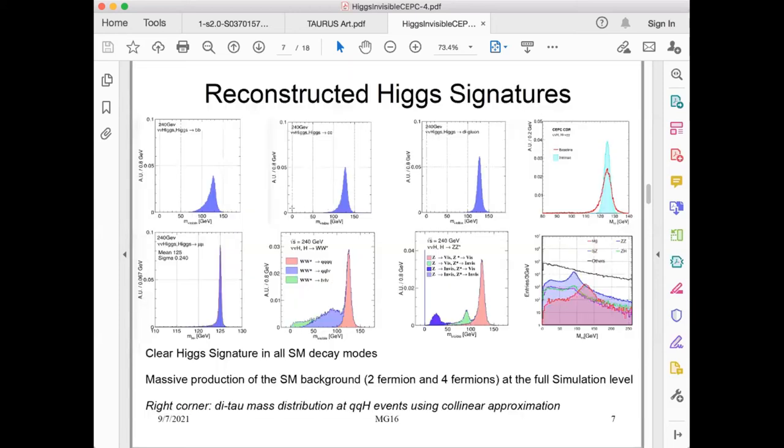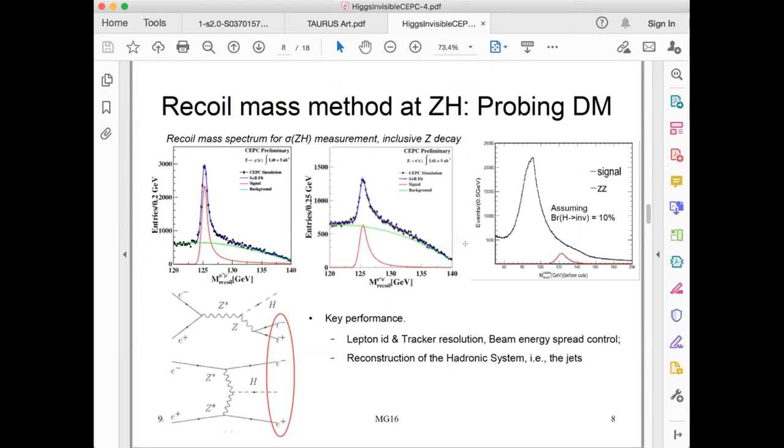More statistically, we can see very clear Higgs signals in all the Higgs decay channels. Here we show the leading decay modes of the standard model Higgs, like to jets, to muons, to photons, and also to the vector bosons, the W and the Z. And we can also identify very clearly the Higgs signals if the Higgs goes to invisible. The trick is very straightforward, using the recoil mass method.